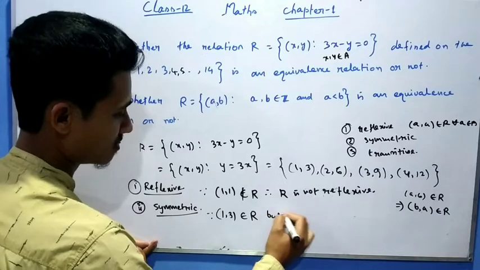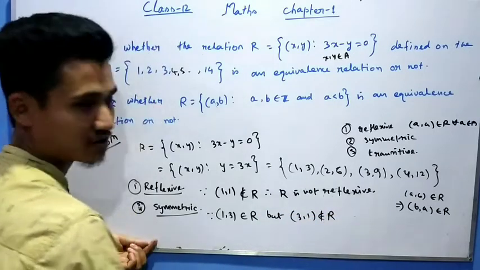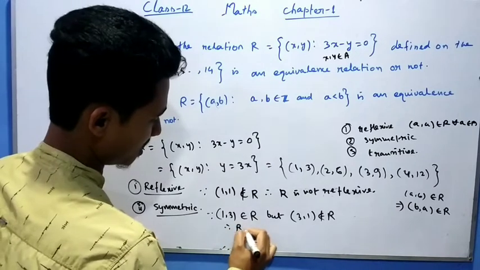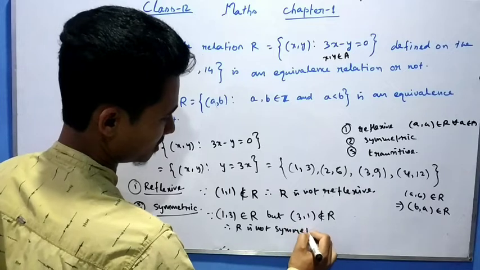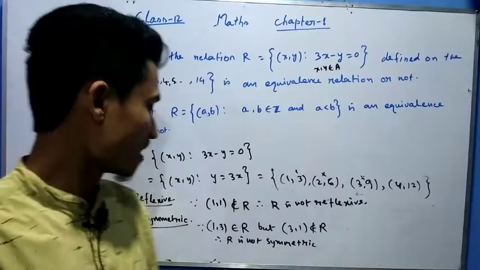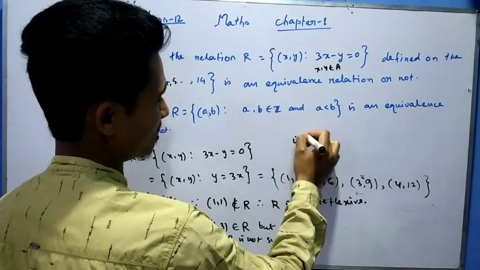but (3, 1) does not belong to the relation. Therefore, R is not symmetric. Okay, so next, let us check whether this relation is transitive or not.